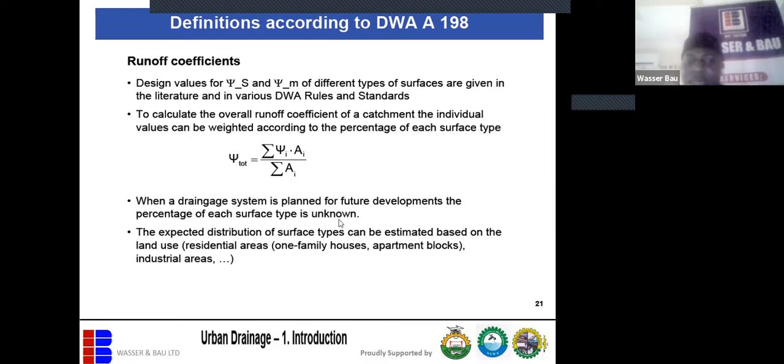He said when the drainage system is planned for future development, the percentage of each surface type is unknown. The expected distribution of surface types can be estimated based on the land use. Even in water reticulation systems, we use land use. That's why land use is so important. And we should stop abusing it in places like Abuja. When we plan our cities, we have a defined low density area, medium density area, high density area. The idea of this is that high density area might have 4 floors, 10 floors. The low density area might be bungalows. Then the medium density area might be, let's say, 3 floors, 4 floors. So this is important for infrastructure planning.